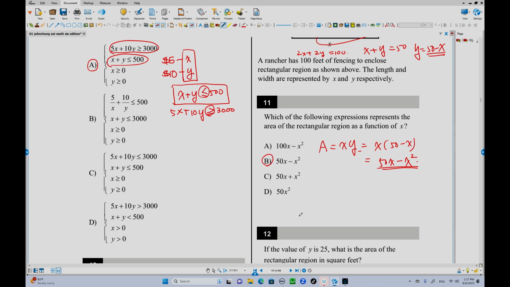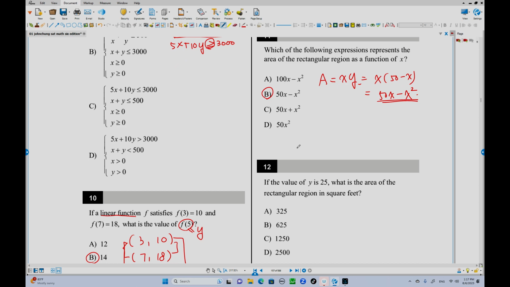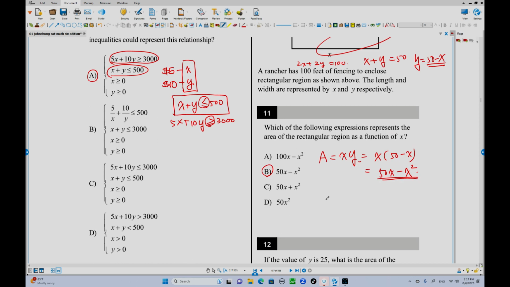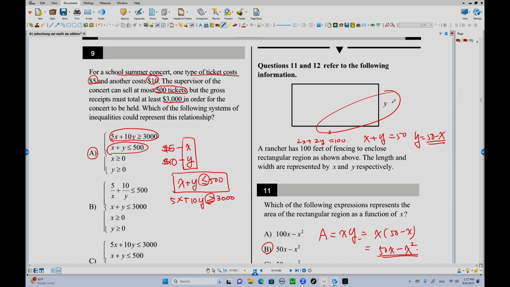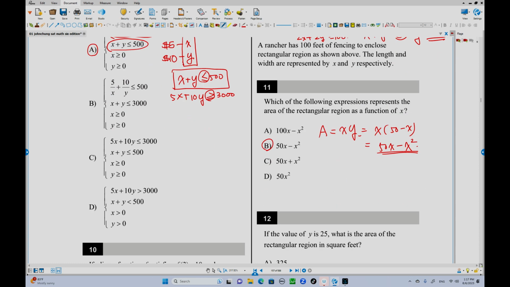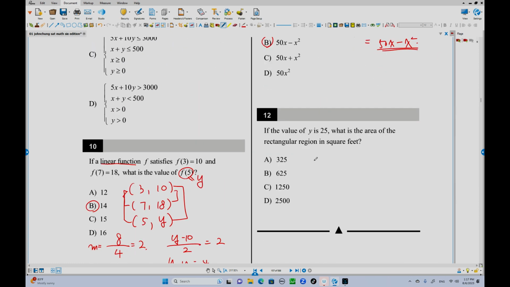If the value of y is 25, what is the area of the rectangle? This is 25, the total should be 50, so this is also 25. Now the rectangle forms a square, exactly. 25 and 25. What's the area? 25 times 25, 625 is the area of this square.